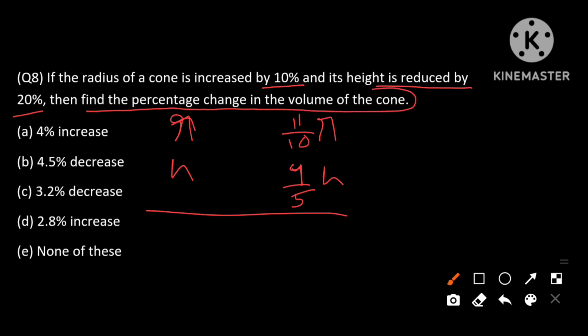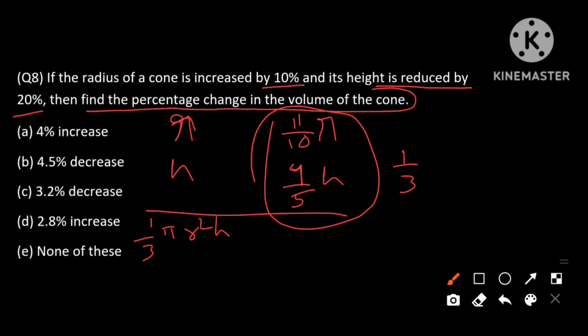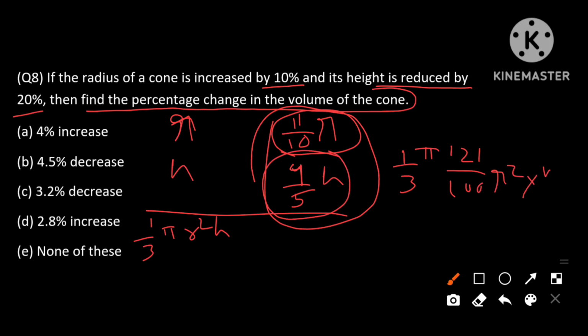So 1/3 πr²h is the initial volume. Now the volume will be 1/3 π, r² value will be 121/100 r², and h value is 4/5 h. So this is the second volume because of the changes, increased and decreased. So we need to find the total change, how much percentage change.